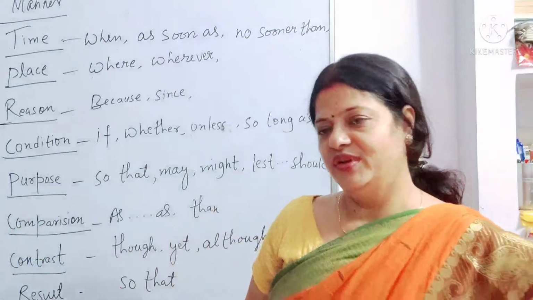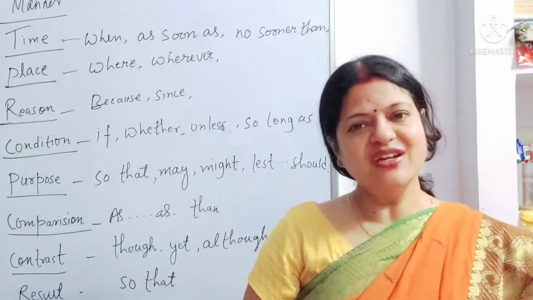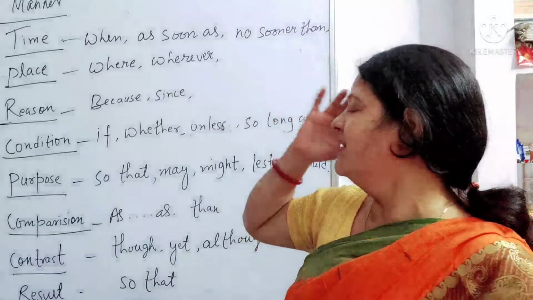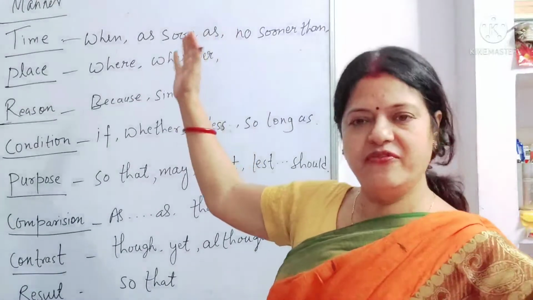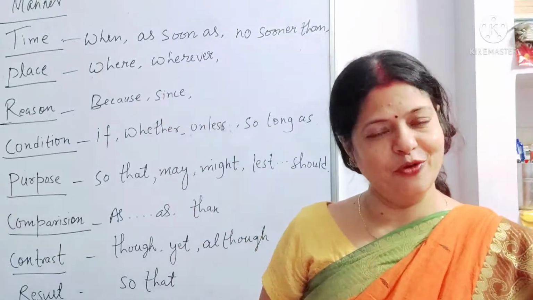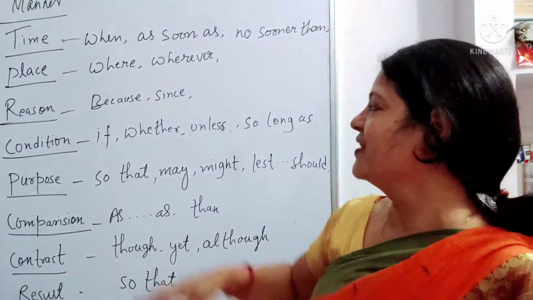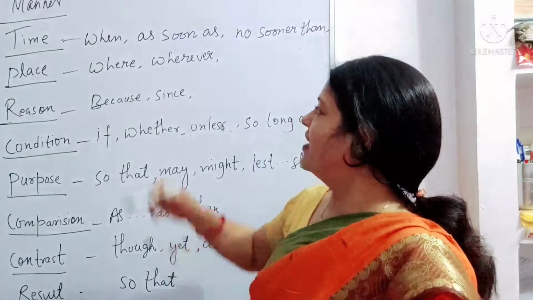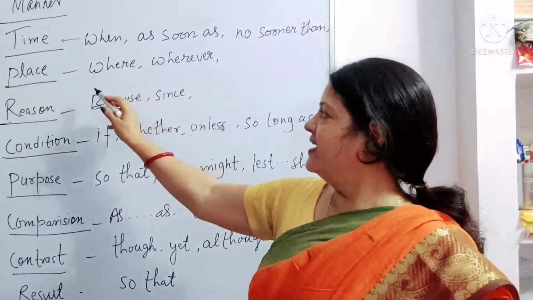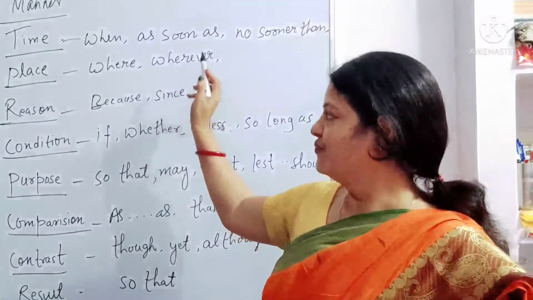So one more is there, manner, that we will write later. First of all, let's talk about time. In time we have different subordinating conjunctions which work for adverb clauses in complex sentences. In time we have when, as soon as, no sooner than, then; in place, where, wherever.